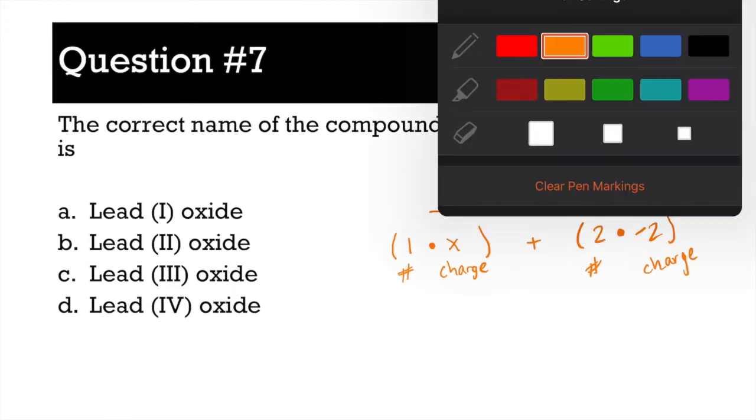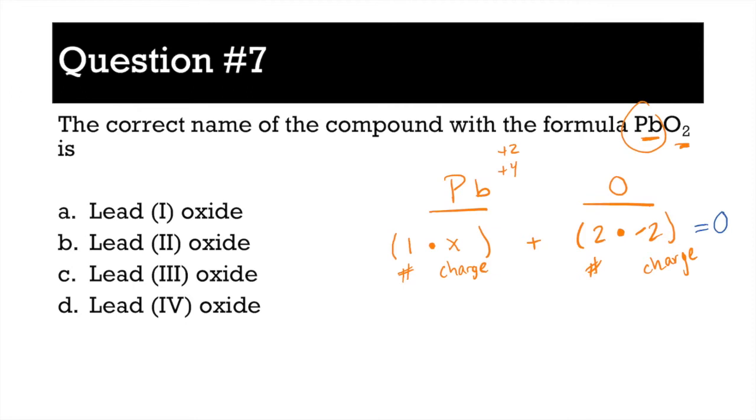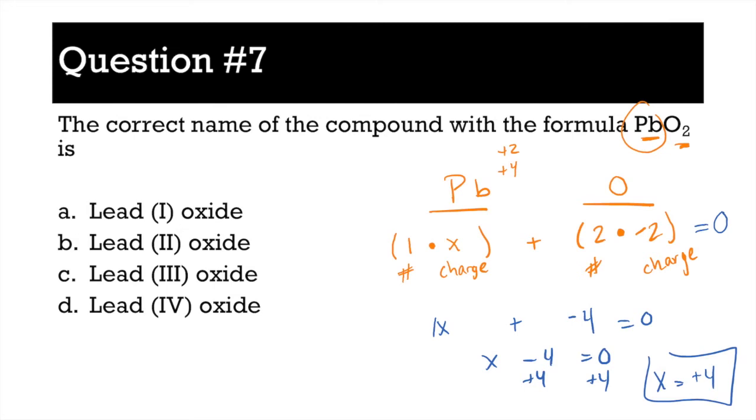Okay, so with that, we know the compound has to have an overall charge of 0, so the total positive stuff has to equal the total negative stuff. So when we look at this, we have 1x, 1 times x is 1x, plus 2 times -2 is -4, equals 0. And if we neaten this up a bit, we get x minus 4 equals 0. And to get x by itself, add 4 to both sides. So you get x equals +4. So what that means is that we're using the +4 version of lead. And so in order to name that, that is why the answer is D.